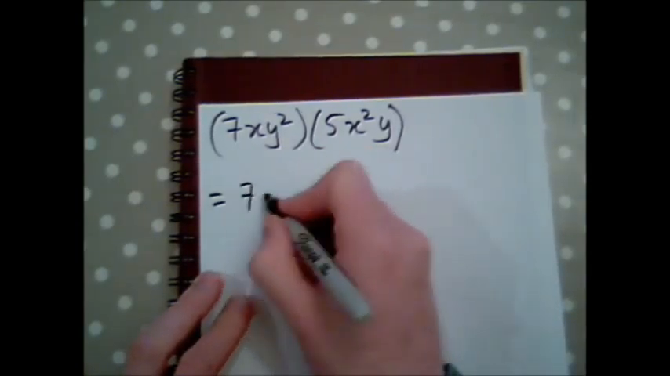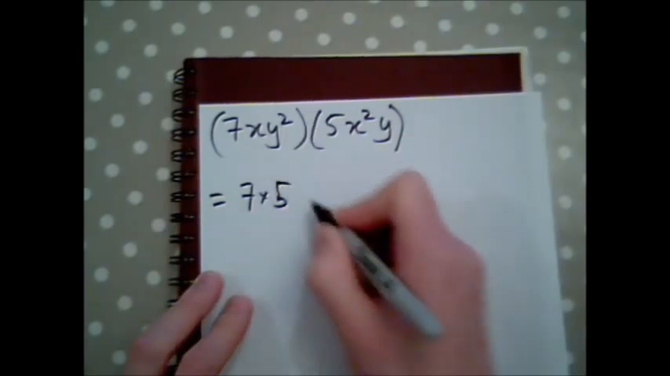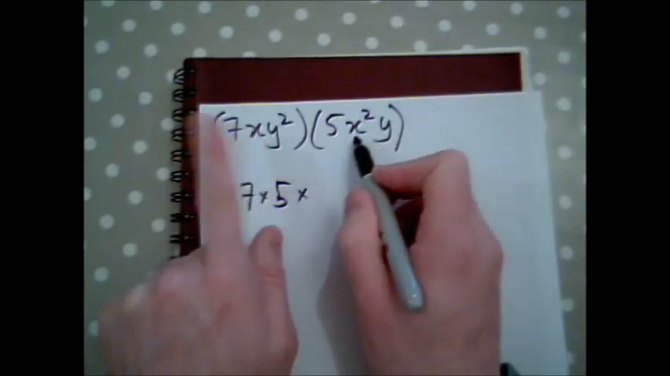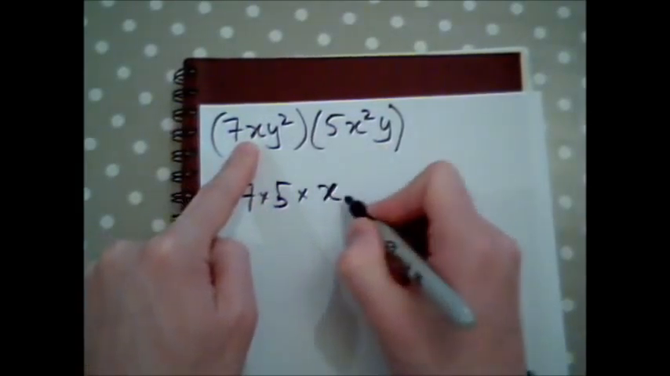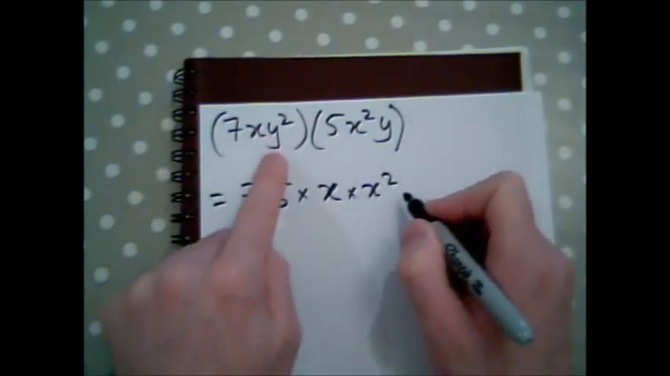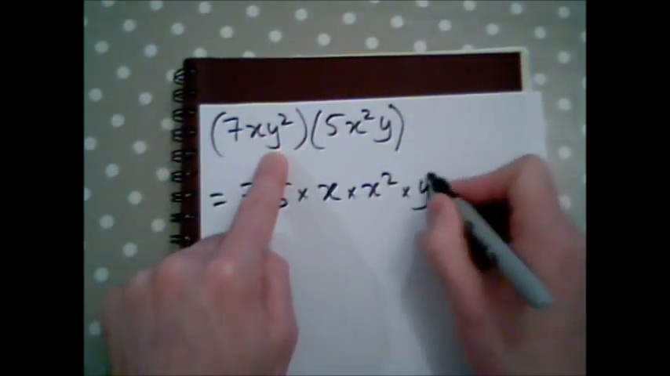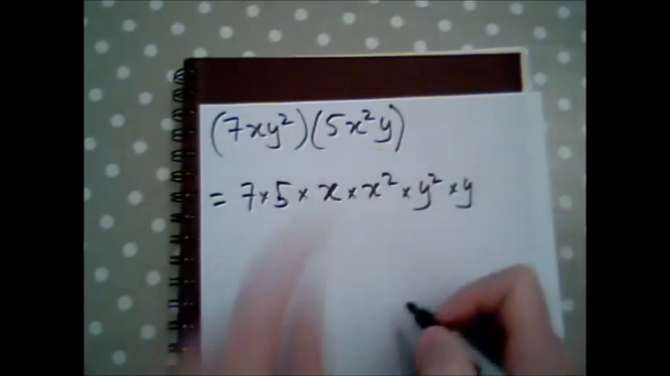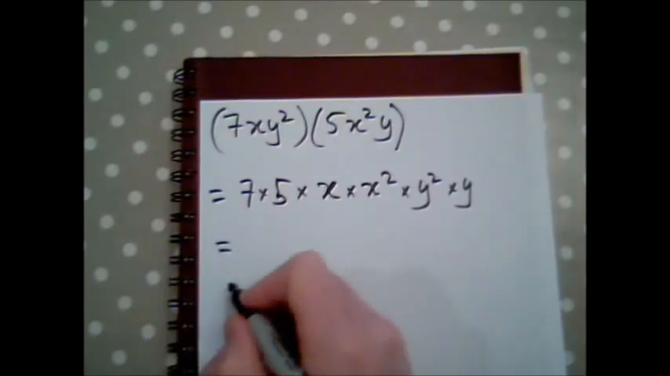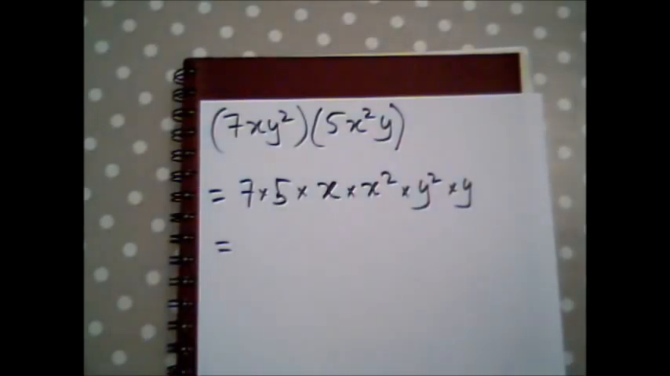So I'll put the 7 by the 5 together. Think of them as kind of one part of the sum. I'll do the x's next. So I have an x by an x squared. So x here by x squared. And then over here I've y squared times y. Okay. So we have to work out what these things are.